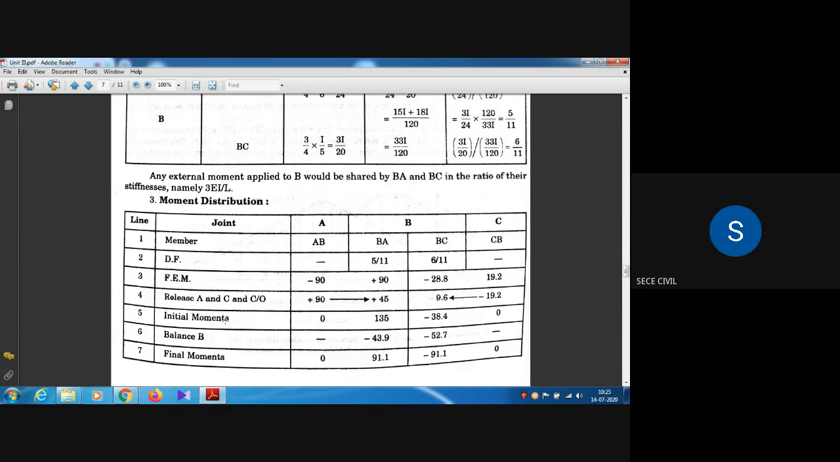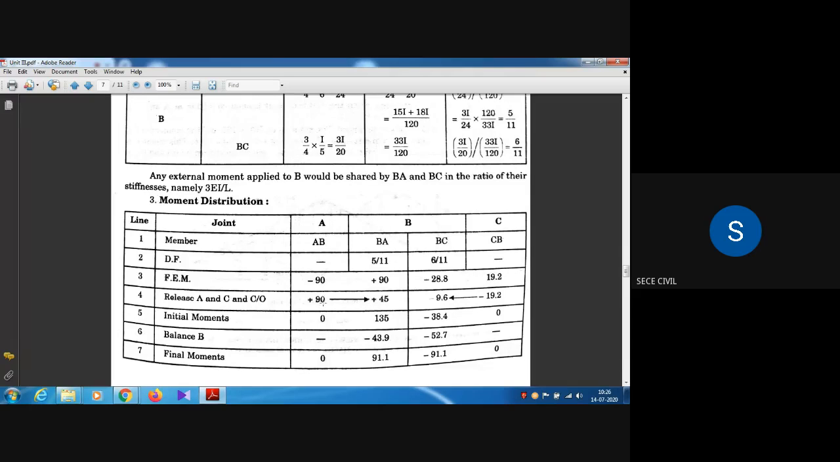After this step, the next step is the initial moment. Initial moment means we are adding the values from the fixed end moments. So fixed end moments minus 90 at joint A in line 3. In line 4 we are adding an additional 90 plus 90. So we are adding these two values.